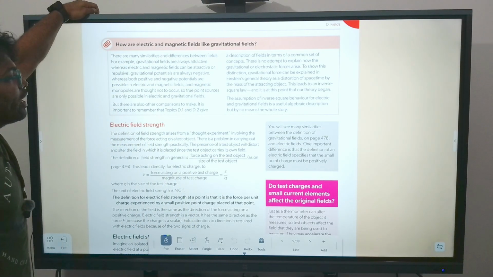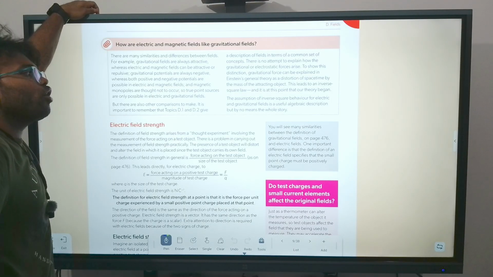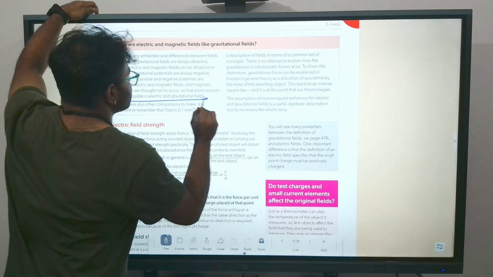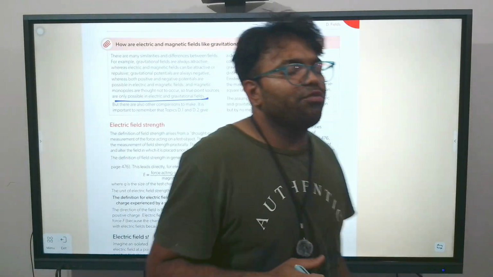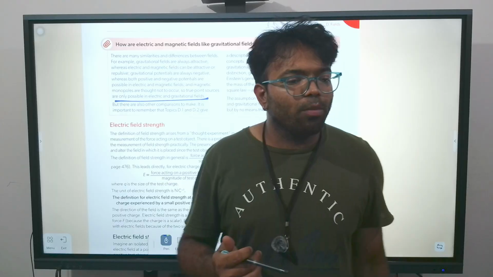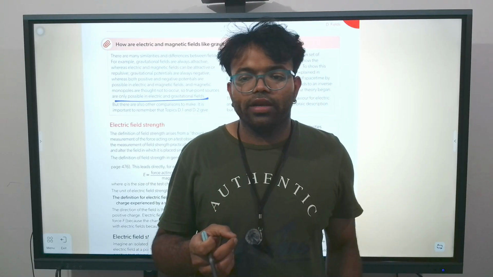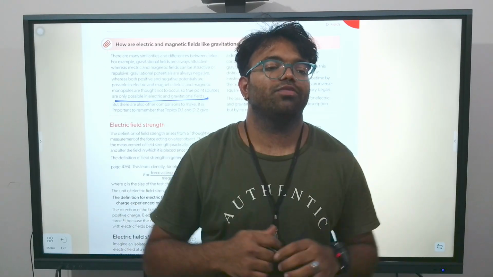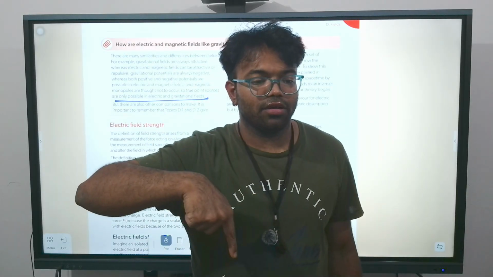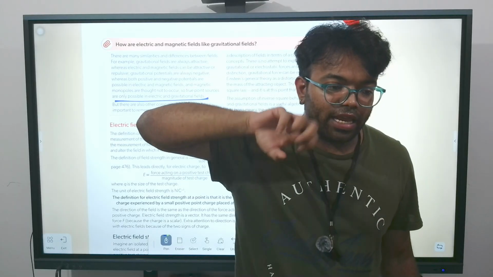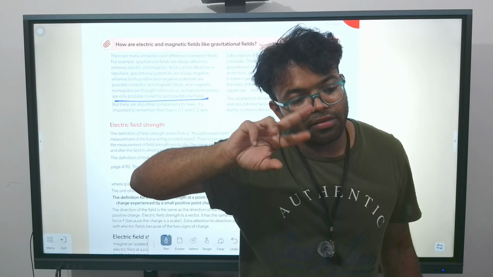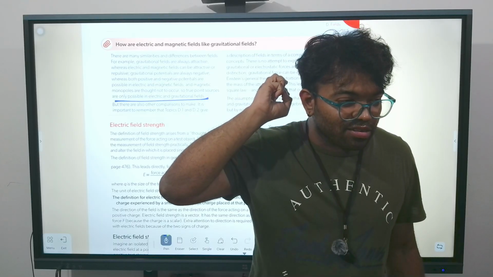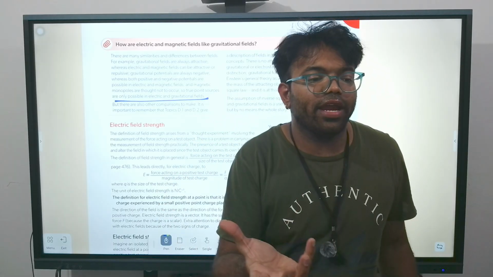Magnetic monopoles are thought not to occur. So true point sources are only possible in electric and gravitational fields. Now, what is the meaning of a monopole? A monopole is a pole where you only have one polarity, with no other polarity. In the case of magnets, we have two polarities, the north and the south. If we try to break the magnet again and again, we will always end up with two poles. So in the case of magnetic fields, there is never going to be a unified pole.